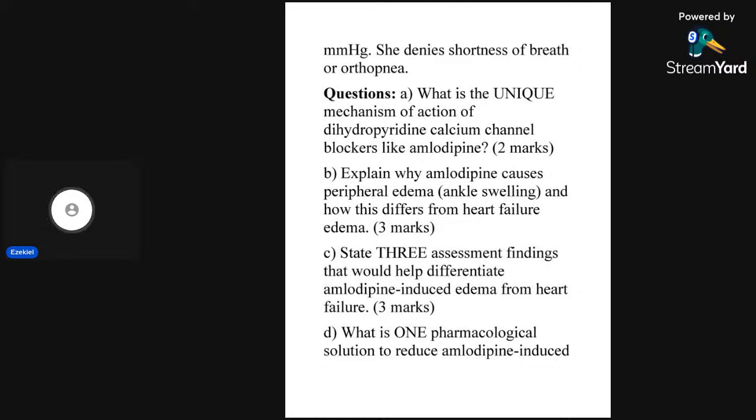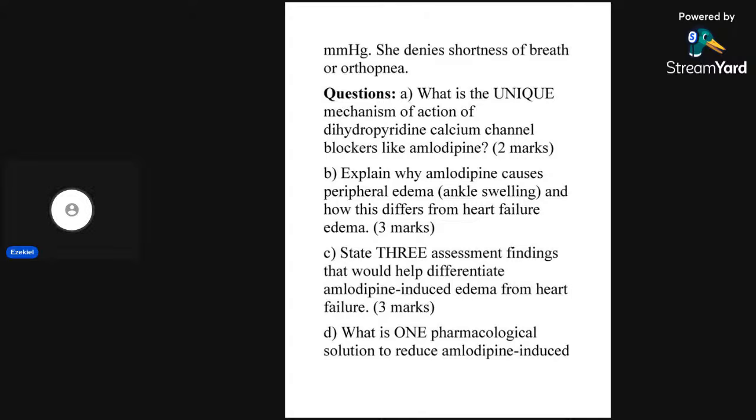What is one pharmacological solution to reduce amlodipine edema? In order to reduce edema, reduce fluid. In this particular case, it is not easy to add a diuretic, which is normally what everybody would do. If I ask that question, everybody's going to add a diuretic. No. What is going to help reduce the edema in this case is to add an ACE inhibitor. An ACE inhibitor, remember I told you, ACE or ARB.